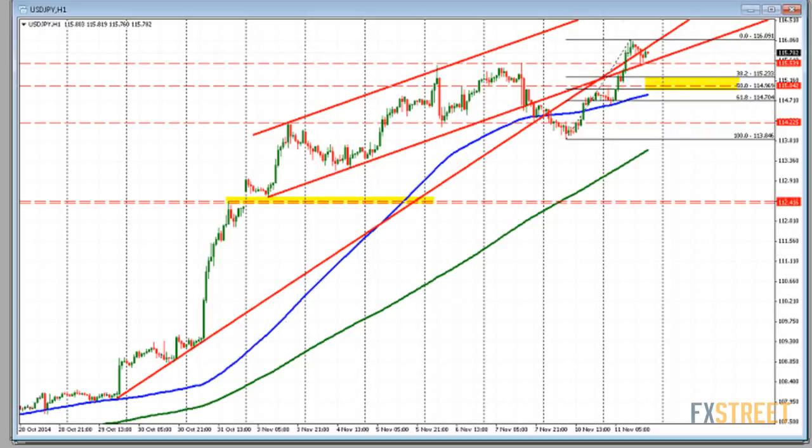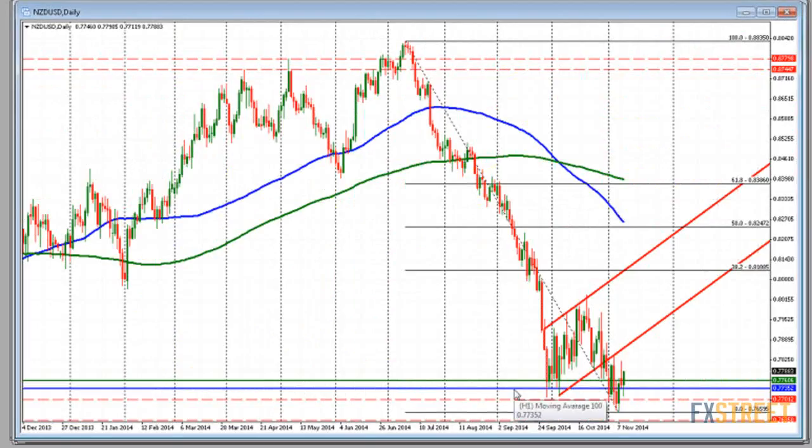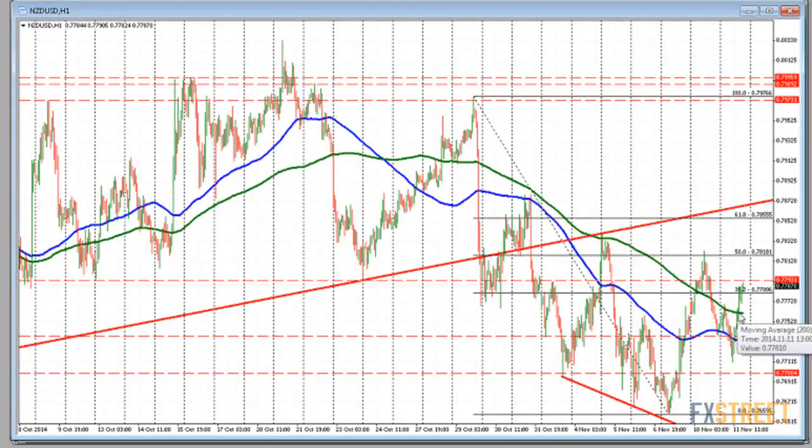Okay, I gotta finish up. We have the Reserve Bank of New Zealand later on today. The intermonthly longer webinar is in two parts. Just in closing, the Reserve Bank of New Zealand this afternoon is going to be key. Yesterday, or that's a daily. Let's go to the hourly. Watch this area right here.